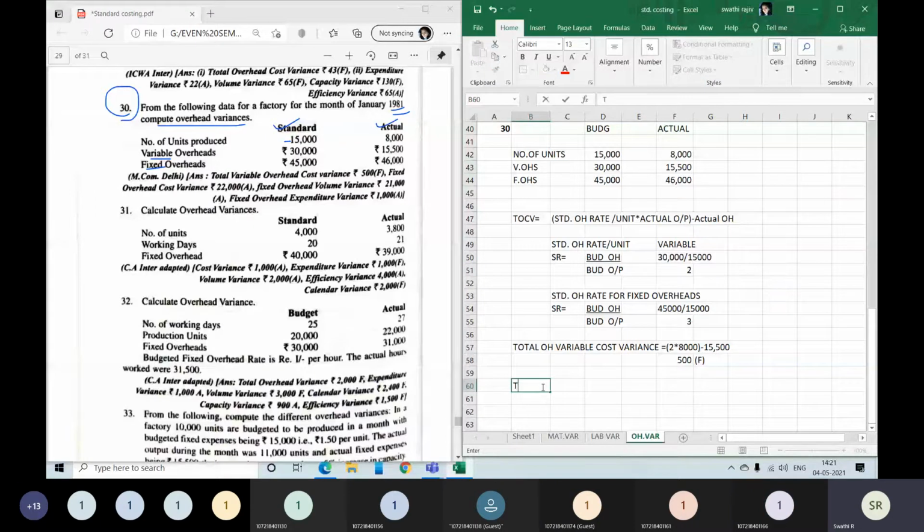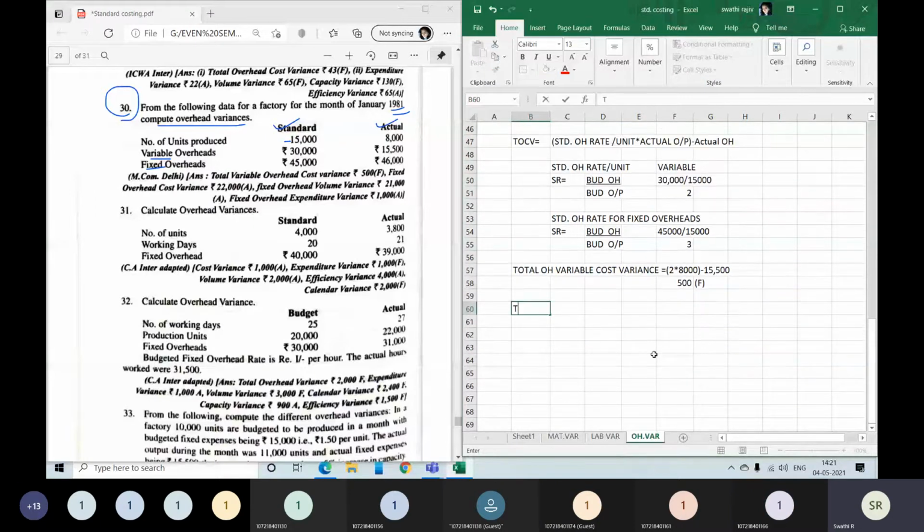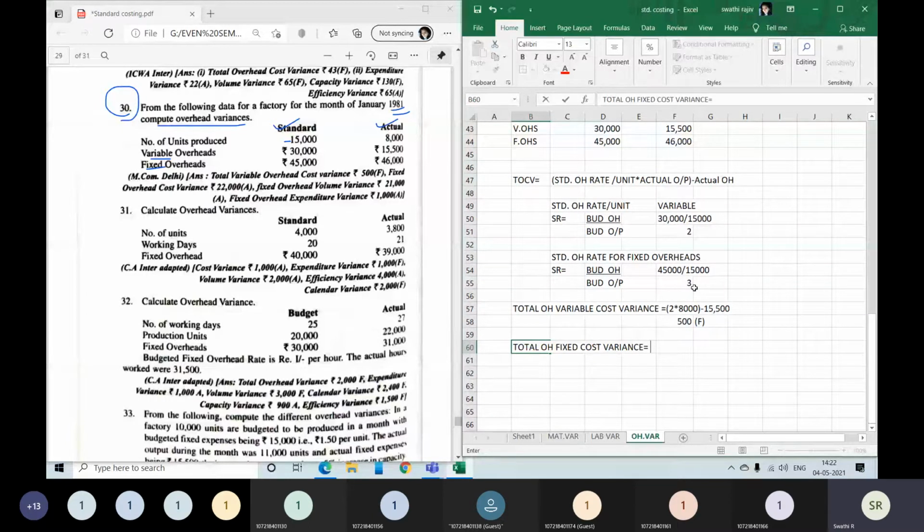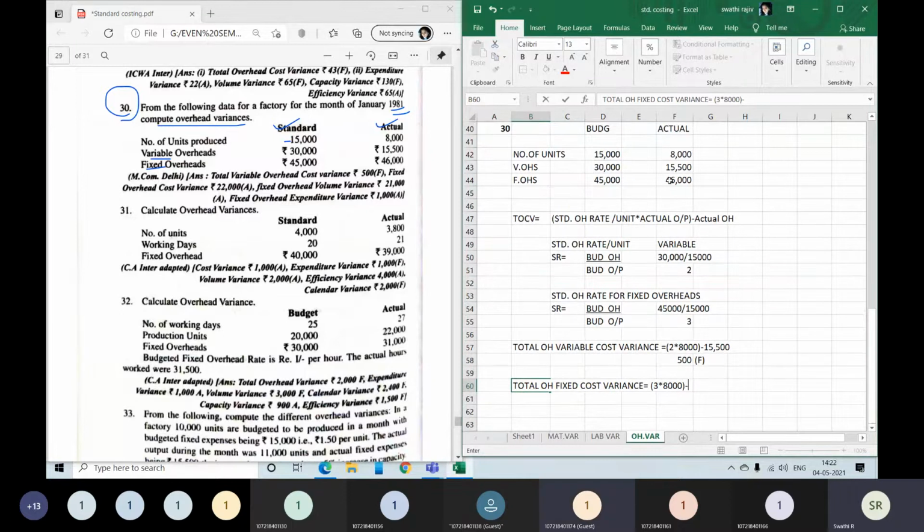Like ABC or skilled, unskilled laborers we used to do, no? It's the same thing. For fixed, how much is it? It is total overhead fixed. Here the name will differ. Cost variance is equal to, what is your standard overhead rate for fixed overhead? 3, into actual output is 8,000 for both, minus what is your actual fixed overhead variance? 46,000. Plus, what's the answer?